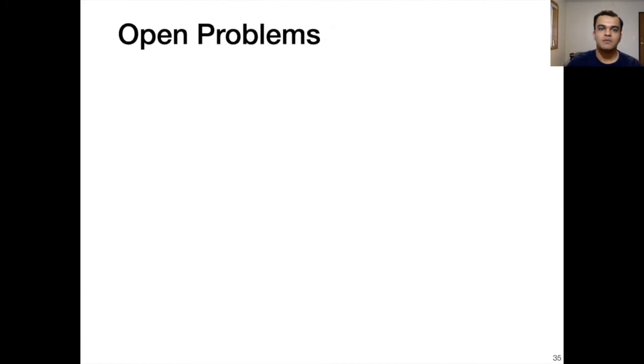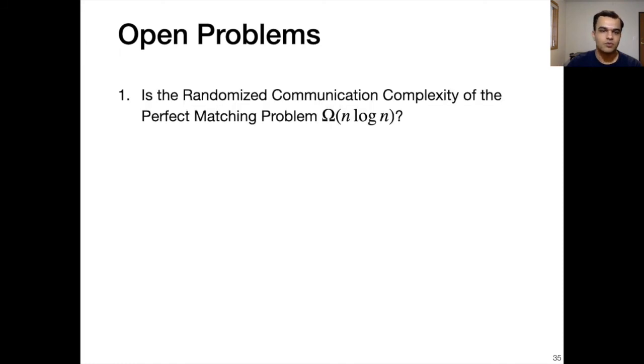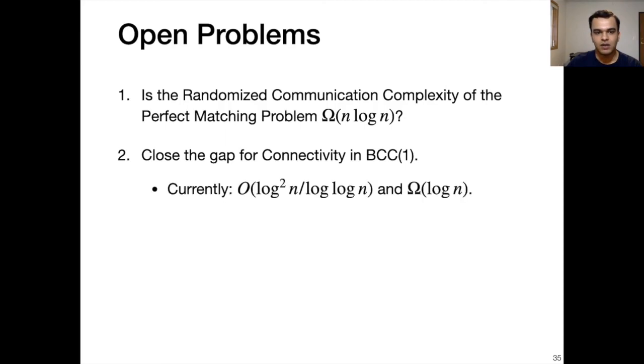Some open problems that I would like to conclude with are: is the randomized communication complexity of the perfect matching problem omega n log n? Can we close the gap for connectivity in BCC1? Currently, the best upper bound is log squared n over log n, and the best lower bound from our paper is omega log n. So there is a log n over log n factor gap.